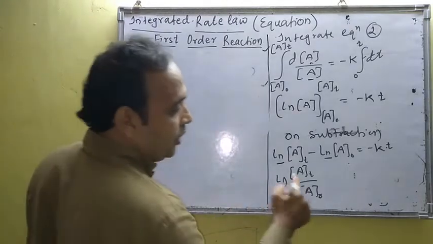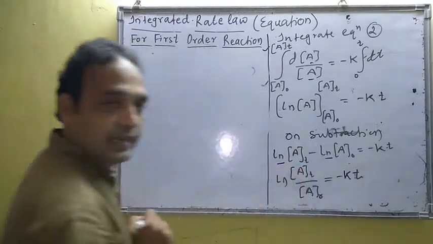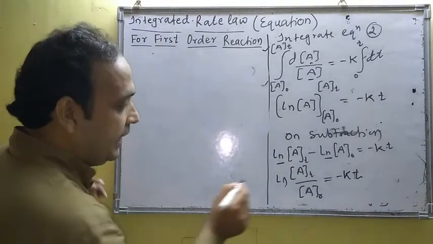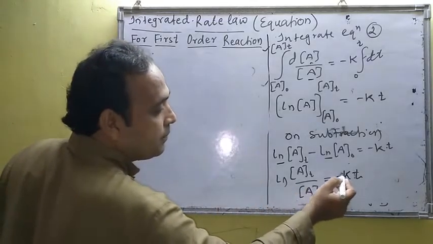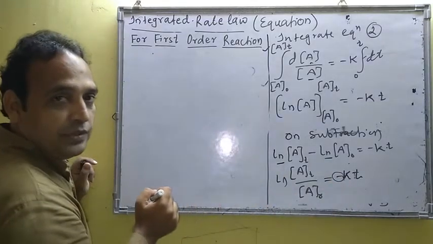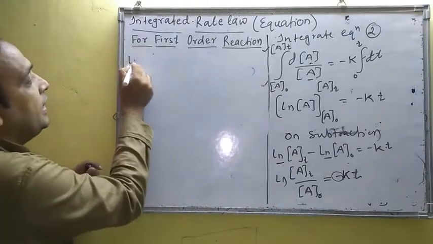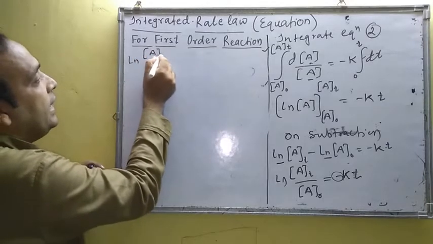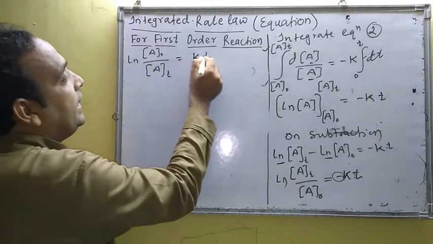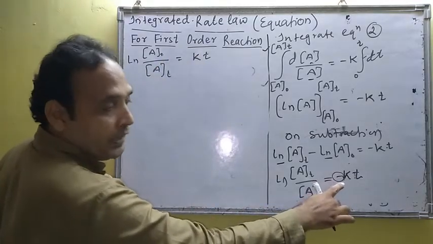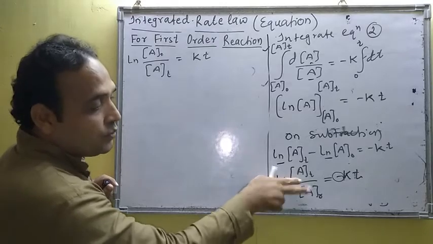Now here natural log of At by A0 is equal to minus kt. Now suppose I have to remove this minus sign, so take the reciprocal of this, which means this becomes natural log of A0 by At is equal to kt. Now this plus becomes minus, and I have to remove the minus here, so we take the reciprocal.